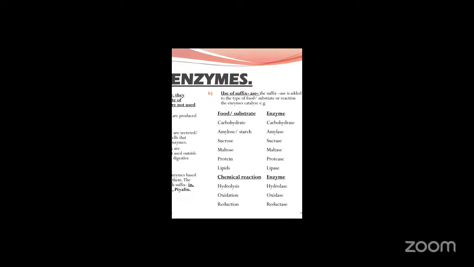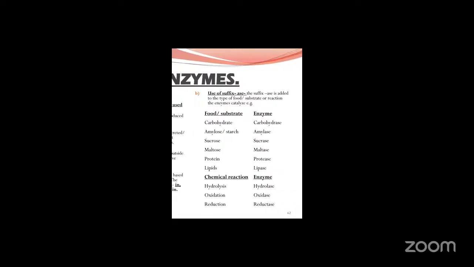So apart from trivial naming, the other method of naming enzymes can be use of suffix -ase. Now, in English, there are two things: a suffix and a prefix. Prefix comes before, suffix comes after. Now, instead of using suffix -in, in the second method of naming enzymes, we have use of suffix -ase at the end of the food substance that is being broken down.